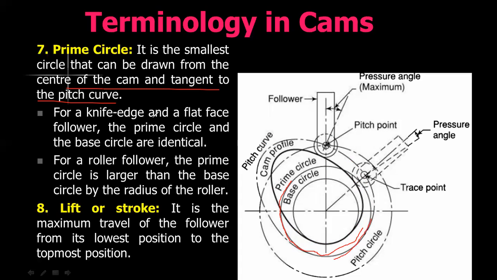For a knife edge and a flat faced follower, the prime circle and the base circle are identical. That means both will coincide. For a roller follower, the prime circle is larger than the base circle by the radius of the follower. Here you can see the base circle is the smallest one, then the prime circle. The prime circle is larger than the base circle in the case of a roller follower.